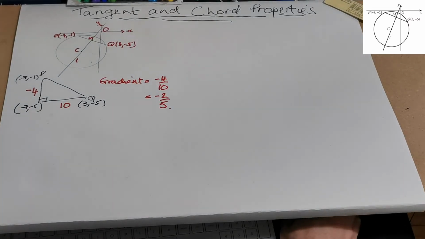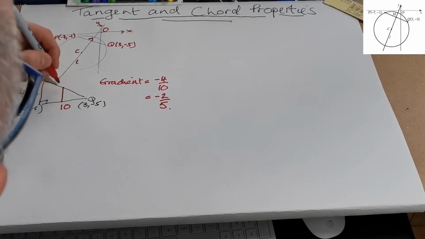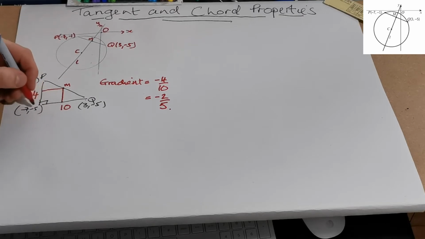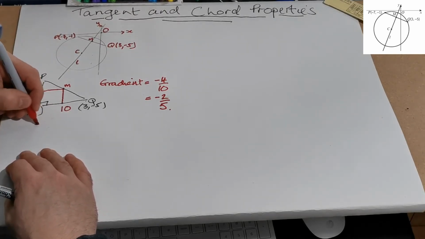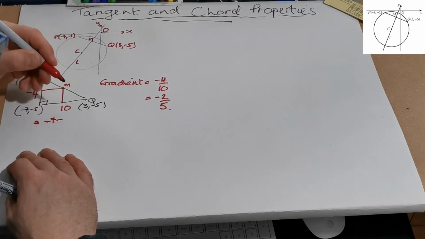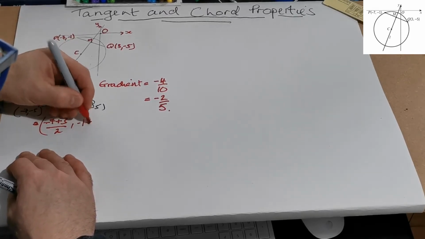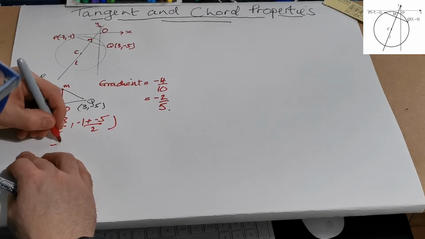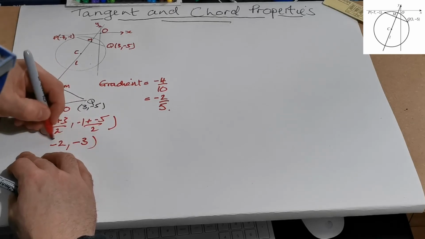Now, if I want to find out M, which is here, that's halfway along there and halfway along there. Let's do it the traditional way. Looking at the x's, I've got -7 add 3 divided by 2, and I've got -1 add -5 divided by 2. So -7 plus 3 is -4, so that's -2. Sorry, -6 divided by 2 is -3. So the midpoint is -2, -3.